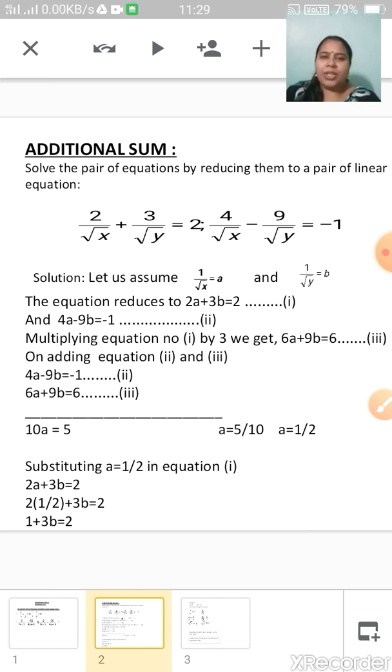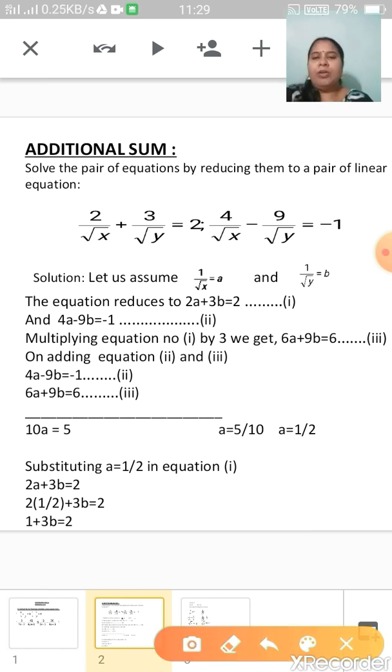After substituting, the first equation will reduce to 2a plus 3b is equal to 2. Number it as equation number 1. Similarly, second equation will be 4a minus 9b is equal to minus 1. Now how to simplify this? Look at equation number 1. It is having a 3b term here and equation number 2 is having a 9b term. That too with a plus and minus sign.